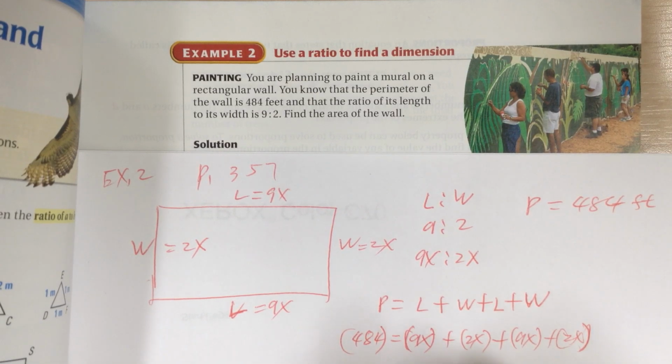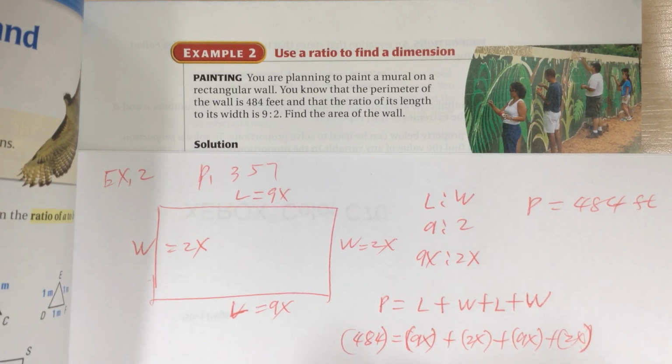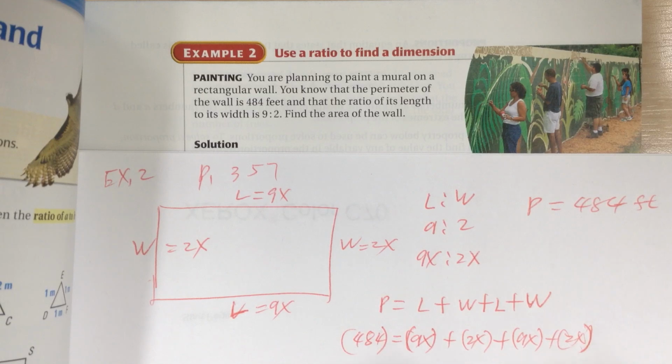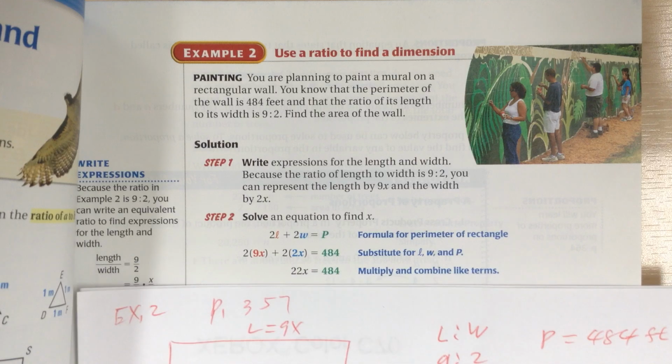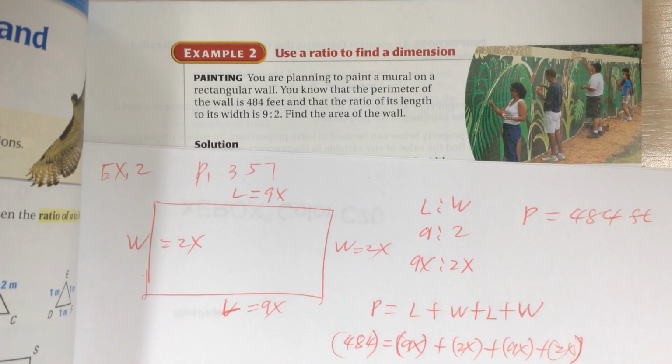So you got 484 equal to 22x. Divide by 22, divide by 22. So x equals 22.